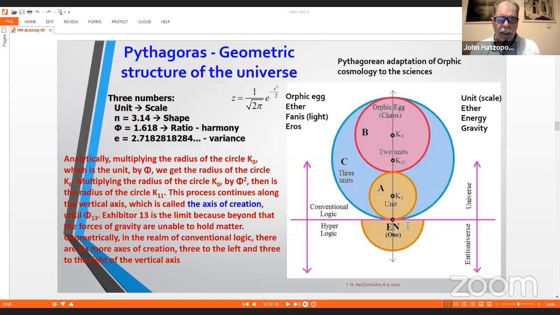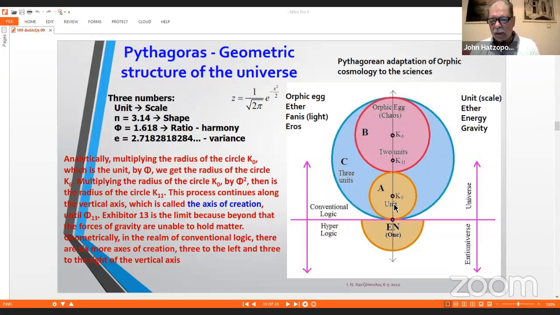Now, if we combine this Orphic egg with Pythagoras' geometric structure of the universe, we have these three numbers here. Pythagoras puts a horizontal line here, and below this horizontal line he puts the hyperlogic, outside of the human limits. In this hyperlogic, he locates one entity called n, or 1. Over the line is the conventional logic, the logic we understand. What's happening now is that this n provides the Orphic egg the unit.